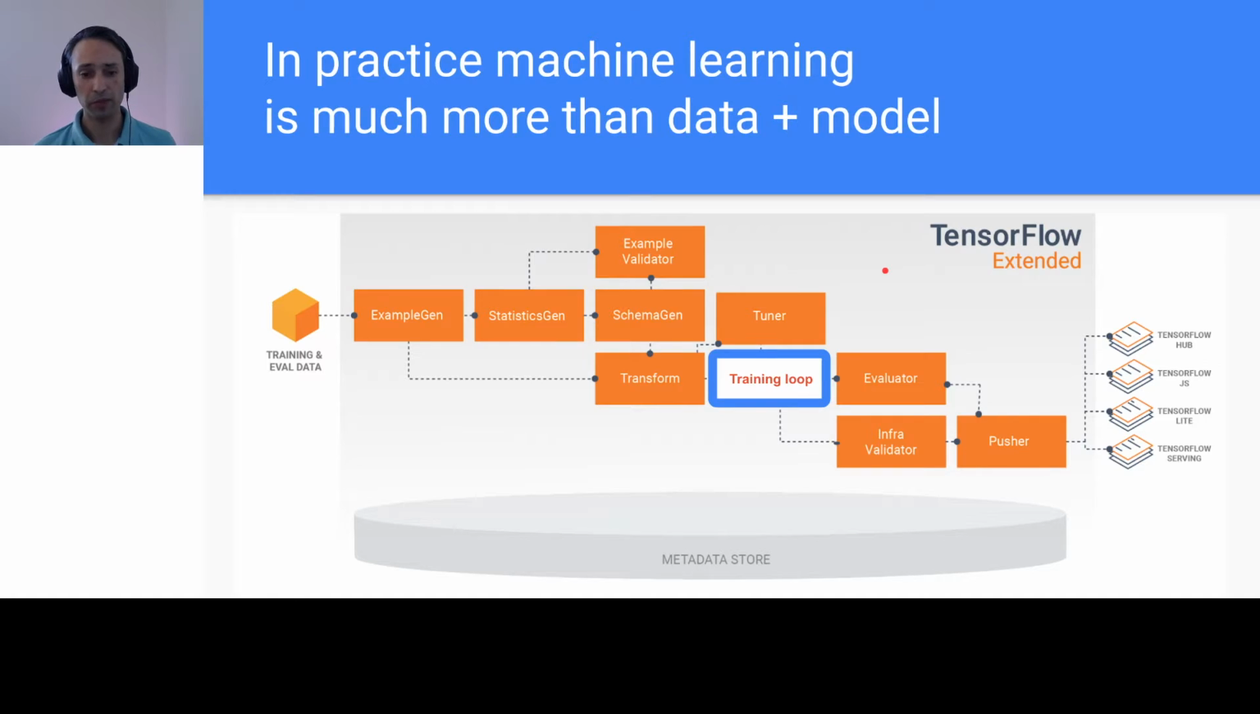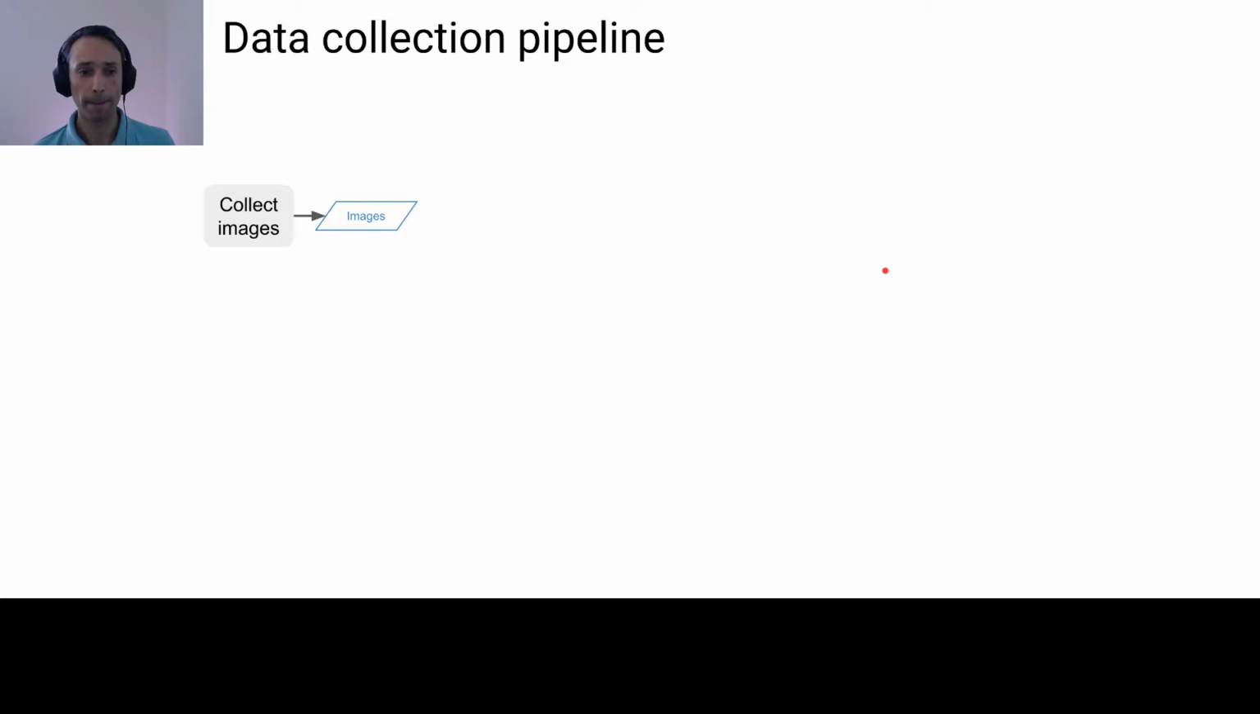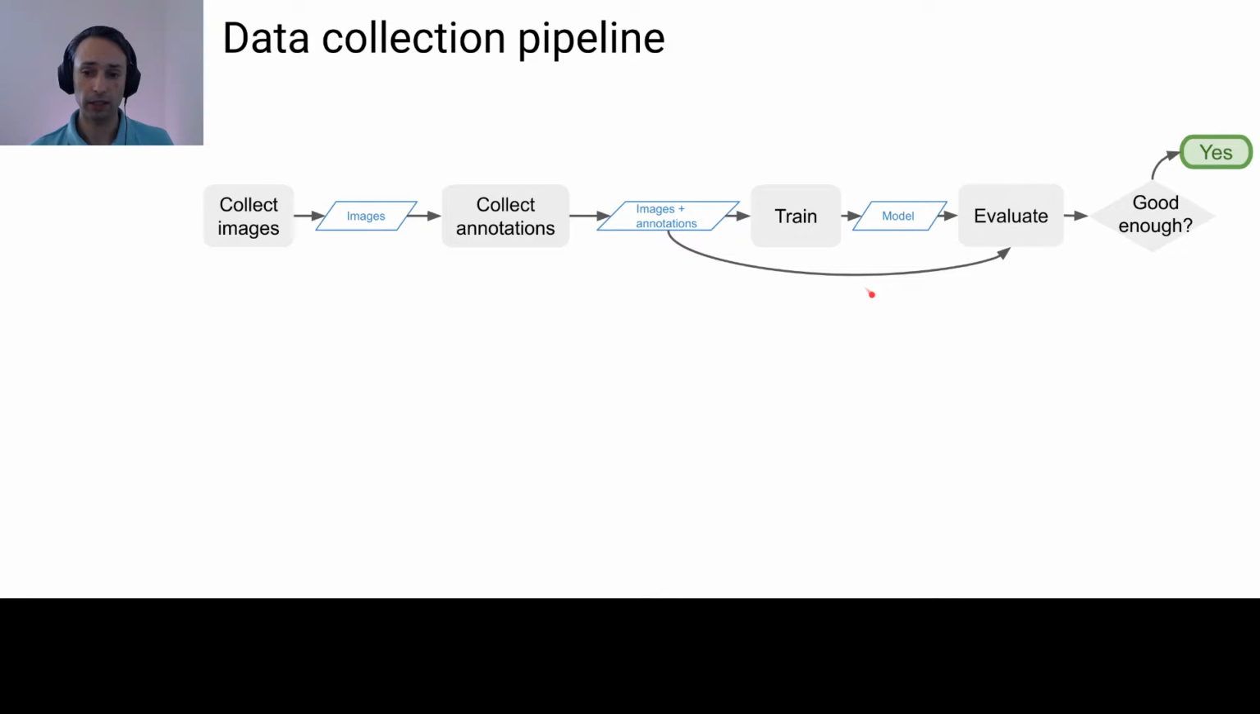Even if you abstract yourself from the full pipeline and only look at the data part of the system, there are still quite a few complexities in data collection. The first step usually is to collect some images that are in your target domain. Then you collect some annotations on top of those images. With those annotations, you train a model using a subset of all the data available. Then, using the remaining data, you evaluate your model to decide if the quality you obtain is good enough or not. If it's not good enough, then something needs to be done.